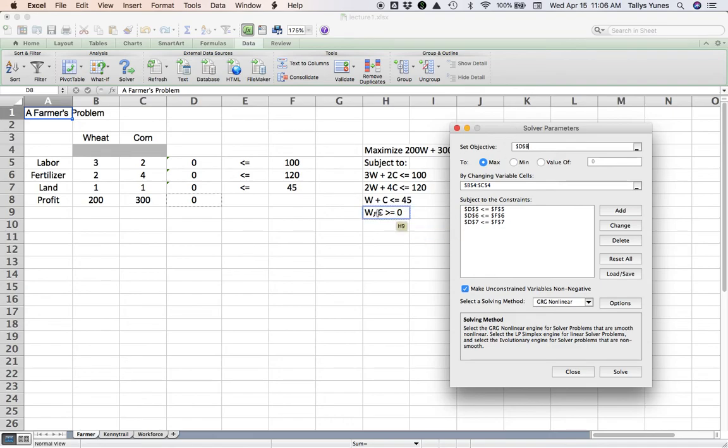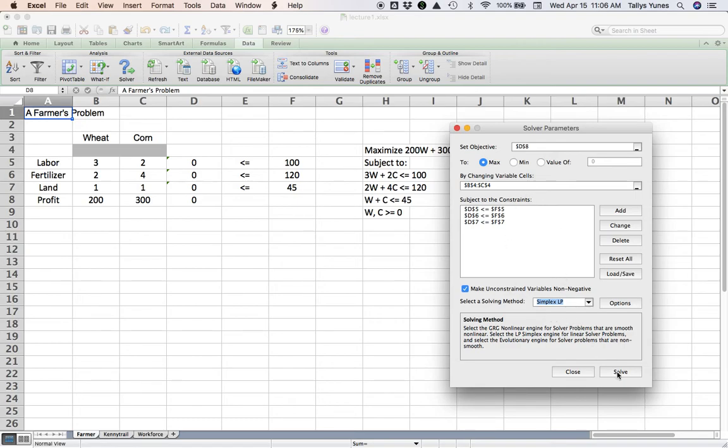We have to say our variables are non-negative, and this is accomplished by clicking this box, make unconstrained variables non-negative. And finally, the solving method. The default is the non-linear solver, but we are dealing with linear programming problems where all formulas are linear formulas. So I'm going to change this to this one called simplex LP, where LP stands for linear programming. Always make that change when you're solving linear programming problems. And at this point, we can click solve.